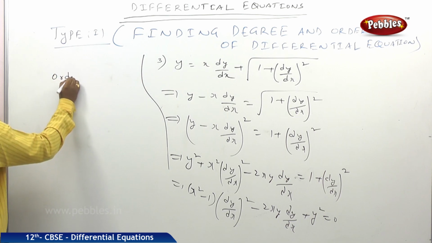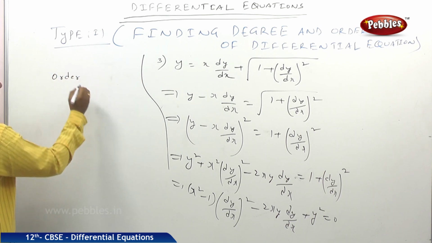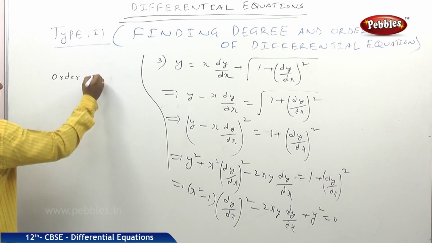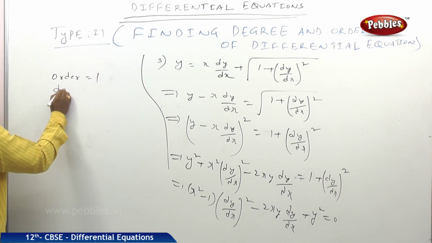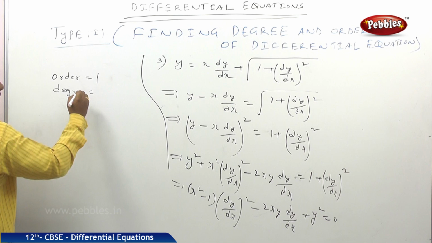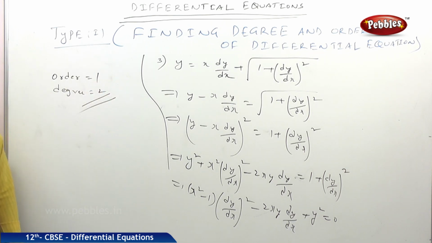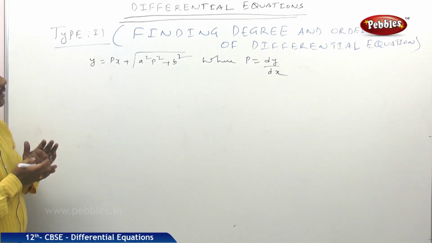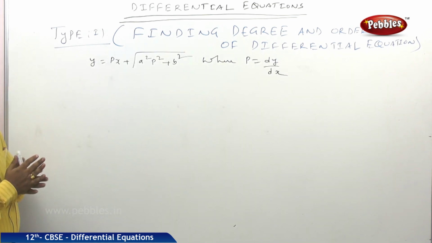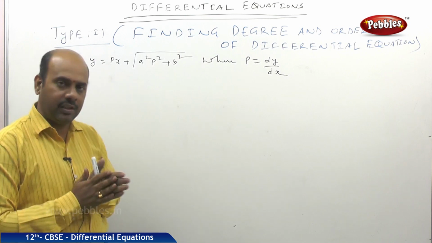So here order means highest order derivative. Highest order derivative is dy by dx. So order is 1, and what is our degree? Highest order ka power. So it is nothing but 2. Very important. Please copy.